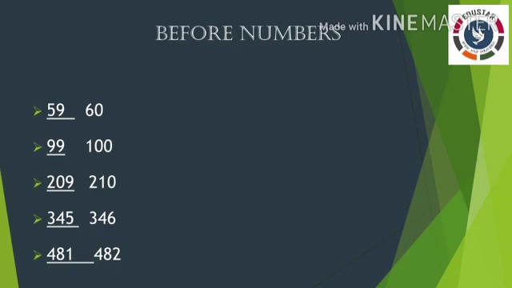Think and give your answer. Your answer is 209. Isn't it? Very good. Then the question 346. What is before 346? Your answer is 345. Wow, very good. Then the last number, 482. Before 482, what is your answer? 481. Wow, very good student.